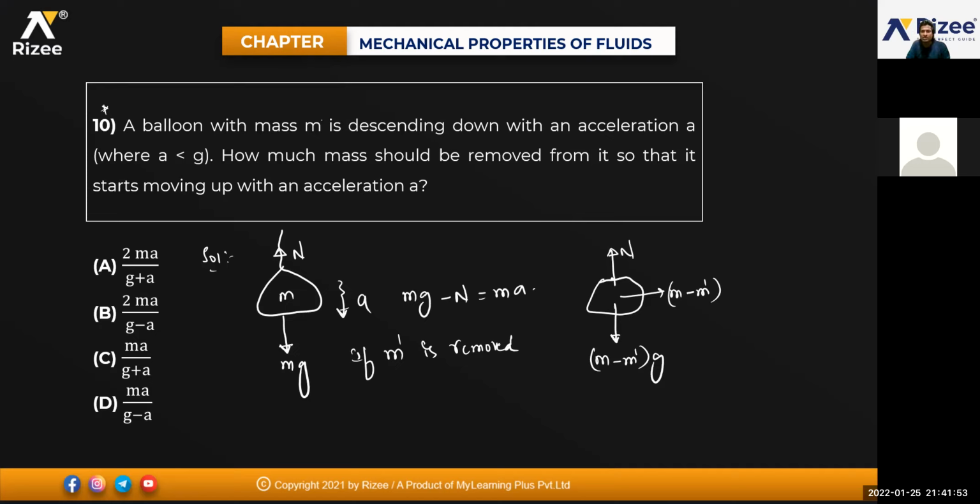Now the body, when you're removing the mass so that it starts moving up, is moving up with an acceleration of a. For this, how do you write the equation? N minus (m minus m dash) into g is equal to (m minus m dash) into the acceleration a. Okay, so this one is equation number 1 and this one is equation number 2. So solve these two equations, and see what answer you get.